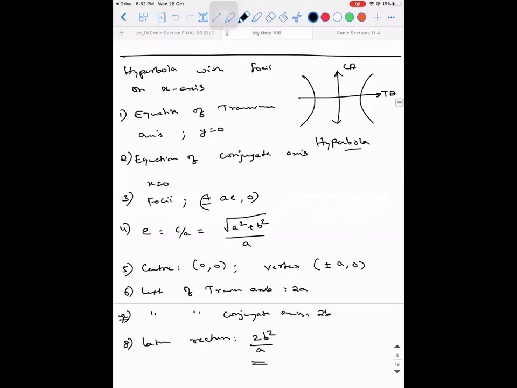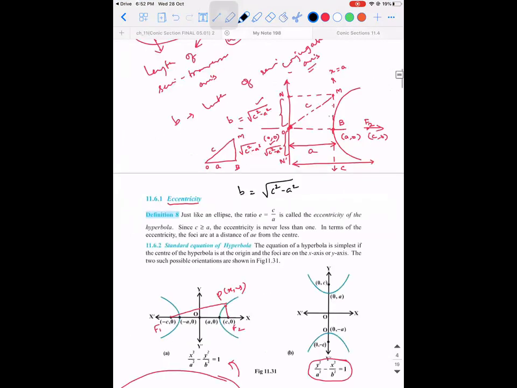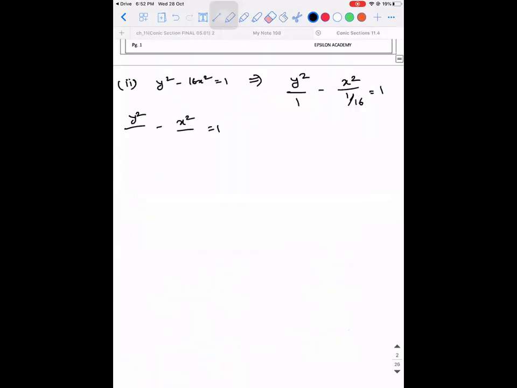Sorry, y square by a square. I told only x and y will get squared. So y square by a square minus x square by b square is equal to 1. So a is how much? 1. B is 4. Not 4, 1 by 4.